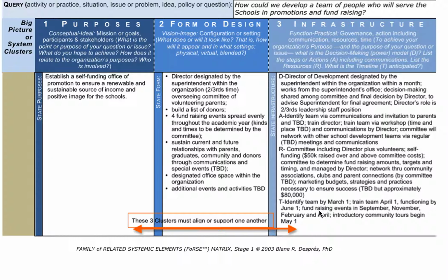And then the timeline. Notice we put in specific dates here. When to identify the team, training, when they should be up and running. Fundraising times. We mentioned over here for specific fundraising events spread throughout the year. We put them in here.